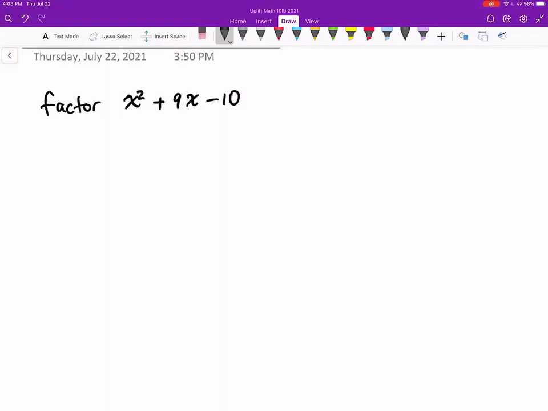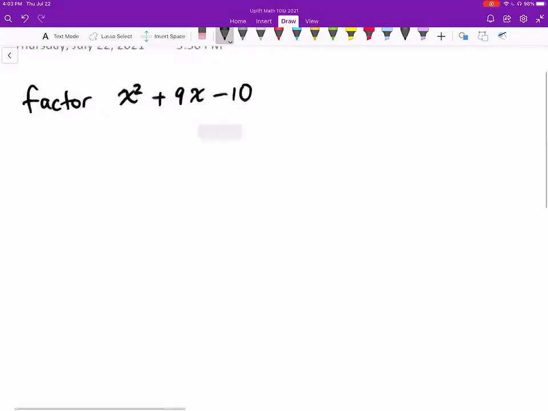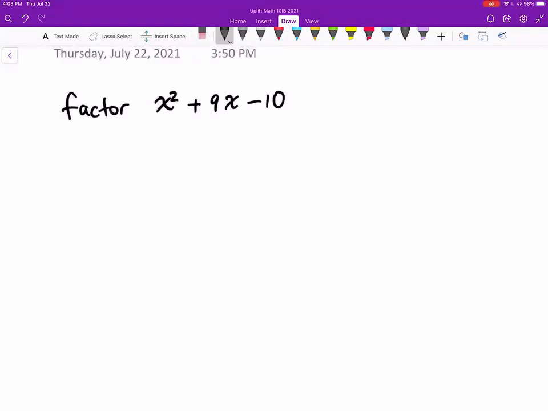X plus 10 times x minus 1. Yeah, good job. So how we would solve this is first by factoring out the GCF, but since there is no GCF, we start off by writing the general form, which is x plus a times x plus b.